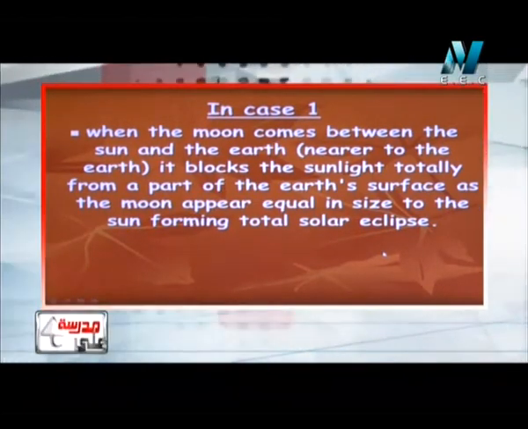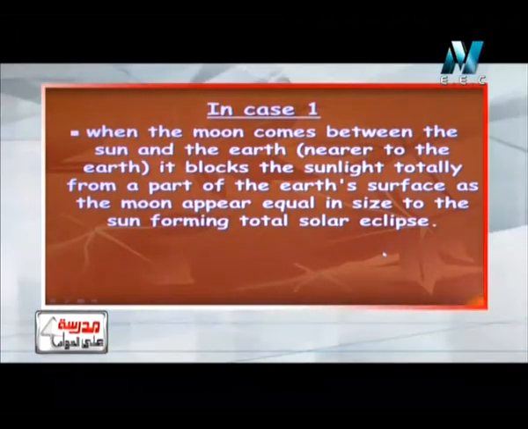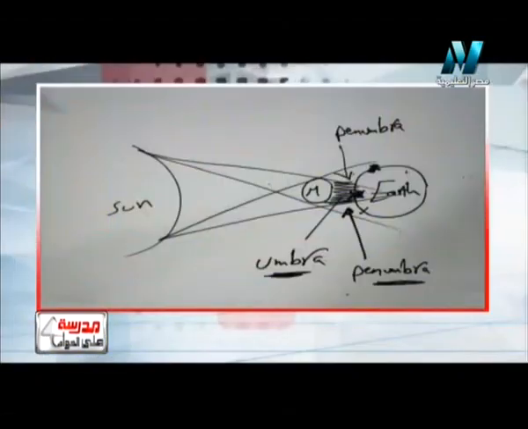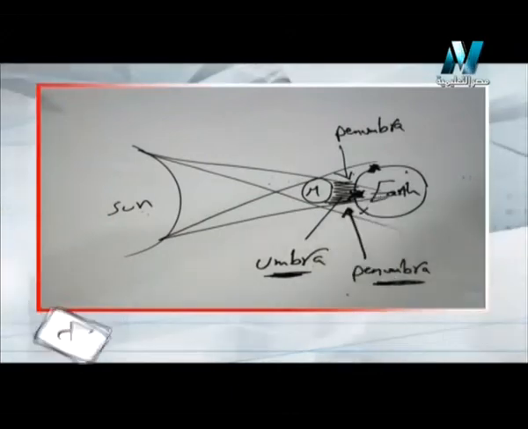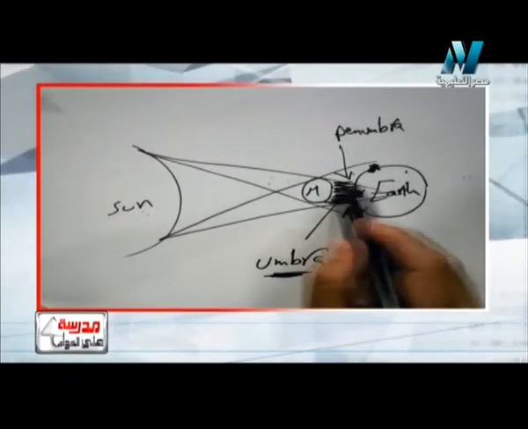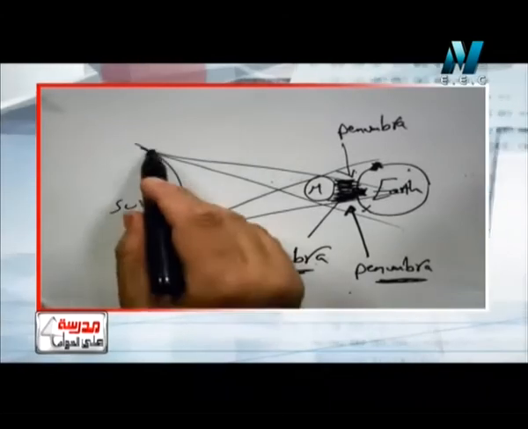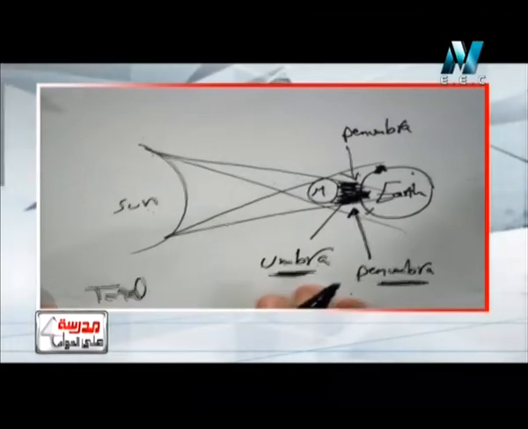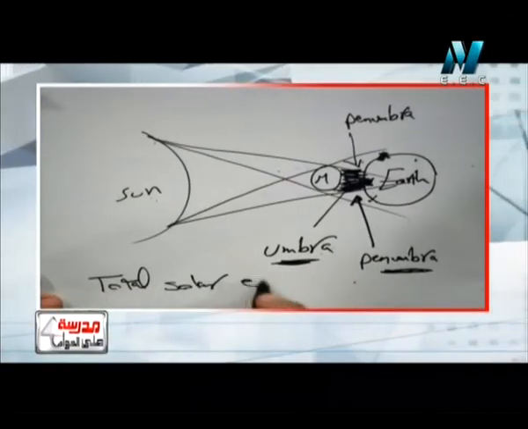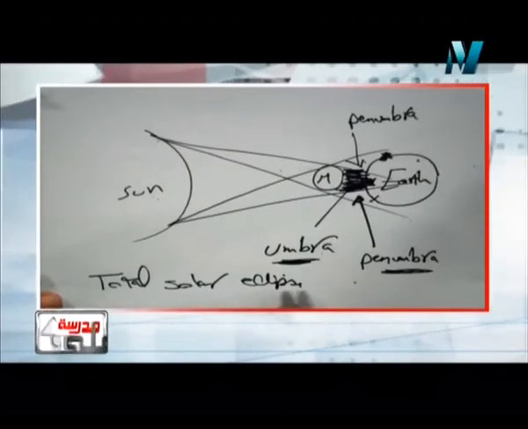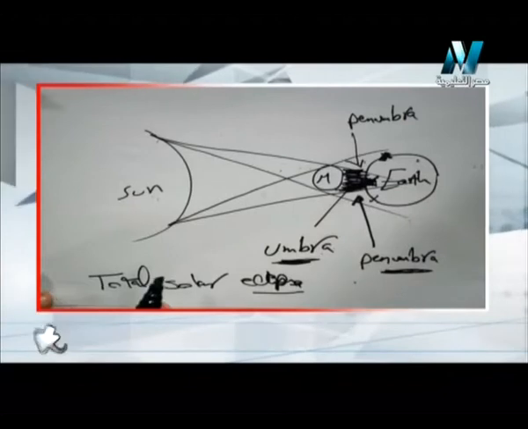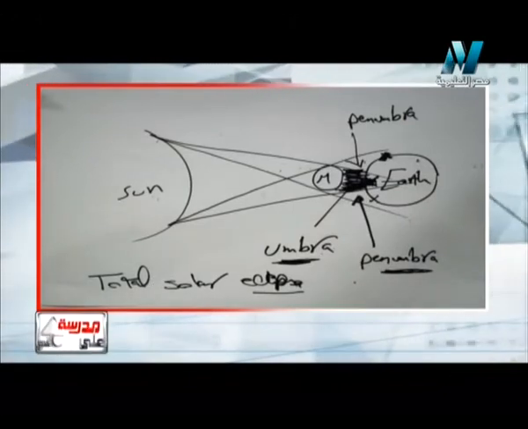So in the first case, we return to it again, we drew it a little while ago. If the moon comes between the sun and the earth, let's see together the first case where the moon is between the sun and the earth but nearer to the earth. Here the moon will completely cover the sun, meaning the sun will not appear at all from the earth, so it will cause a total solar eclipse in the area of umbra. Again, total solar eclipse in the area of umbra. Here in this area I will have a type of eclipse which is called total solar eclipse.